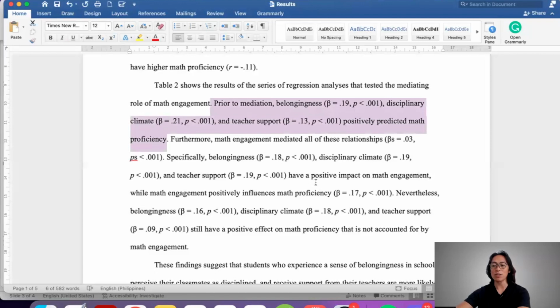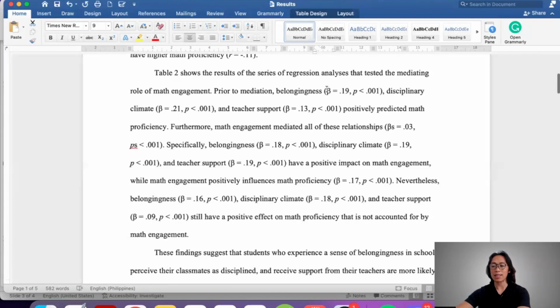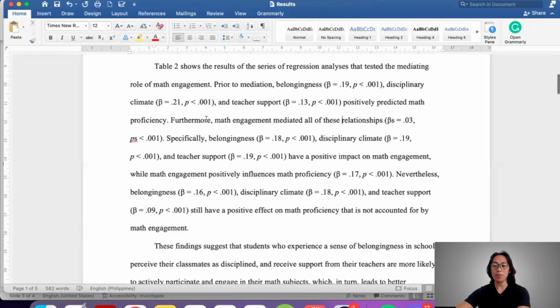And these coefficients, I got from this. So 0.19, 0.21, and 0.30, respectively. Furthermore, math engagement mediated all of these relationships. Now, you will notice that instead of reporting all of the coefficients, I simplified the results, although one way is to say it one by one.